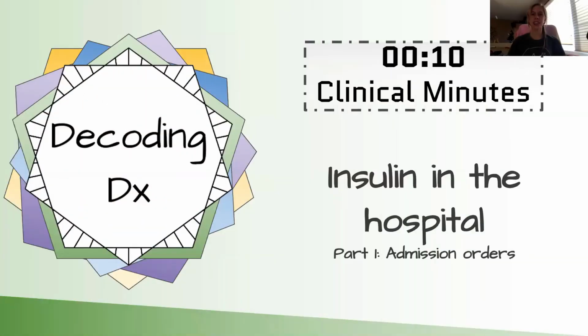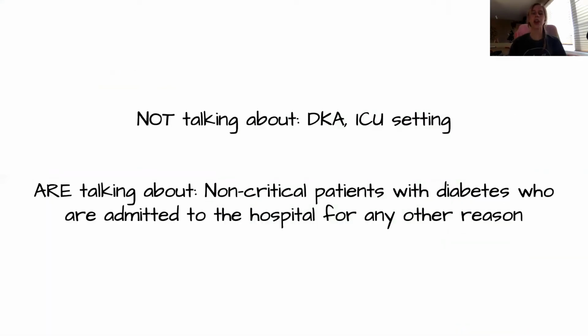Hello and welcome to 10 Clinical Minutes. Today is part one of a two-part series on insulin in the hospital. Part one will be on what you order on admission. Part two will have some examples in special circumstances. To start out, just to clarify, we are not talking about critical care patients or DKA. We are talking about non-critical care patients with diabetes who happen to be admitted to the hospital.